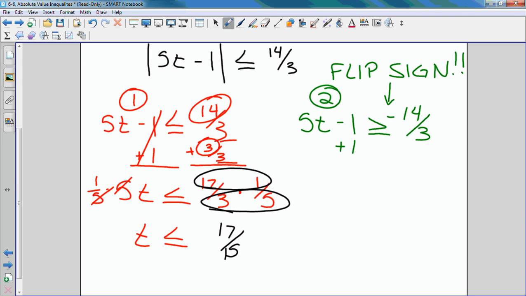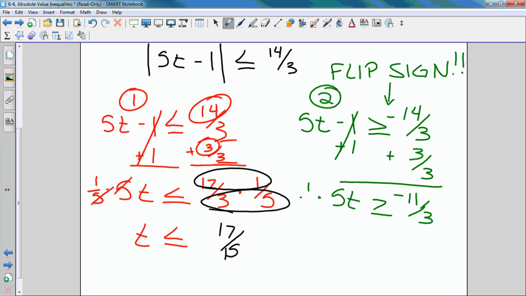Add 1 to both sides. Now, Bear, what do I want to add so I have a common denominator? What can I put on that? 3. Yeah, 3 over 3, right? That's the same thing as 1, so I have 5t is greater than or equal to negative 14 plus 3, negative 11. Then divide by 5 or multiply by the reciprocal. And when you have fractions and you're multiplying, what do you do? Marry the top, marry the bottom. So I have negative 11 over 15.